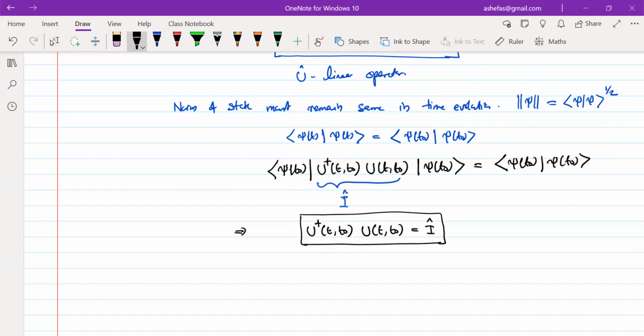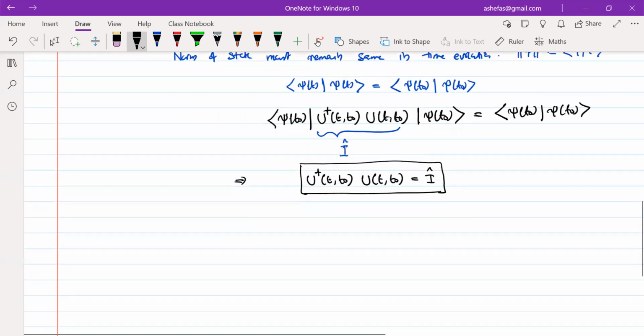Okay, now if you look at this, we'll say that U must be a unitary operator, but this is not a sufficient condition to state U is unitary, because we know that operators usually do not commute. So U dagger U may not be equal to U U dagger. So if U dagger U is identity, U U dagger need not be identity. So in order to confirm U is a unitary operator, we should also have to prove that U U dagger is also an identity operator.